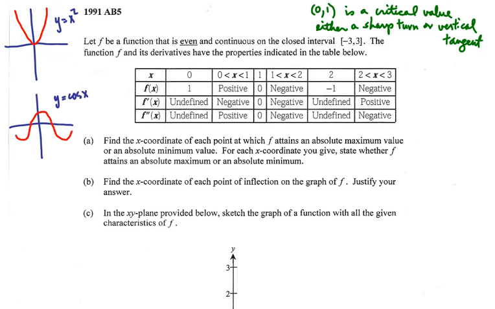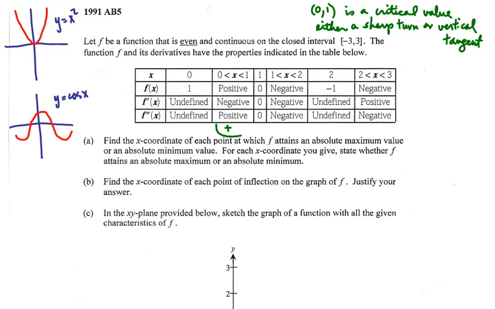Alright, then let's take a look at the interval from 0 to 1. The function is positive. The first derivative is negative, which tells me that the original function is decreasing. And the second derivative is positive, which tells me that it is concave up. So I'm working with concave up but decreasing, in positive territory, and I make a little note of that.